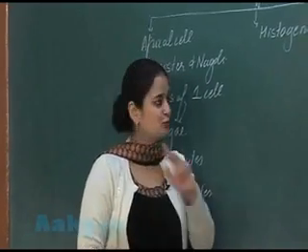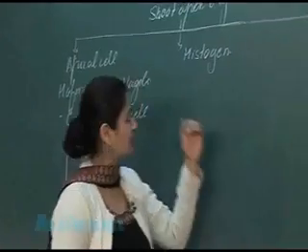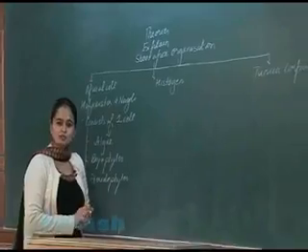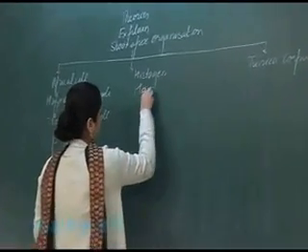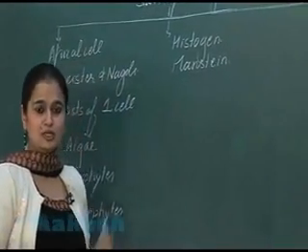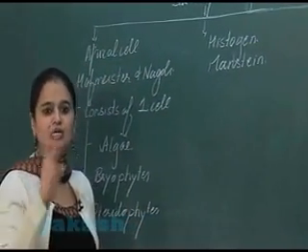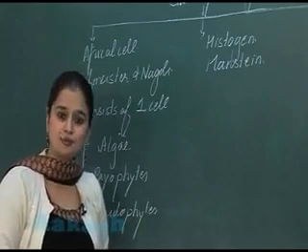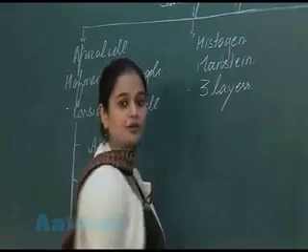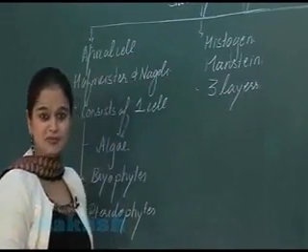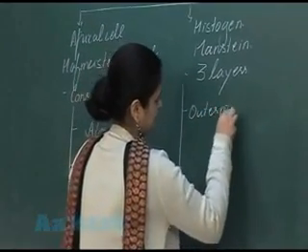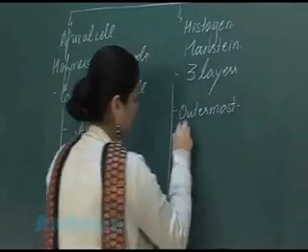Instead of that, two theories were put forward, that is histogen and tunica corpus theory. Now histogen theory was given by the scientist Hanstein. According to this theory, the shoot apex is made up of three histogens. It is composed of three layers. Three histogens or three layers. So I am writing the name of these three layers. The outermost layer, that is dermatogen.